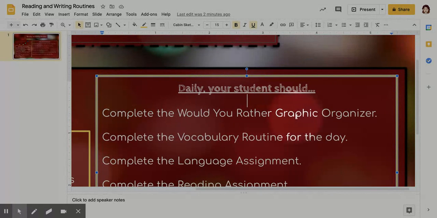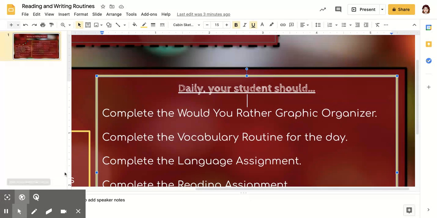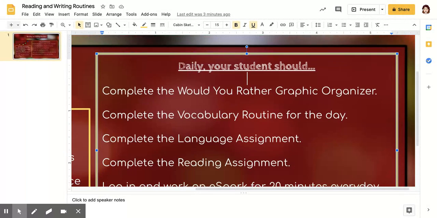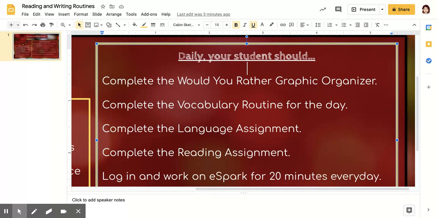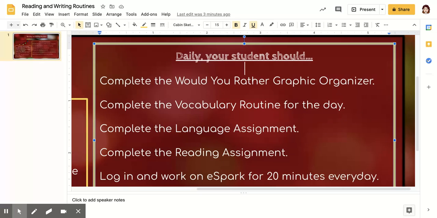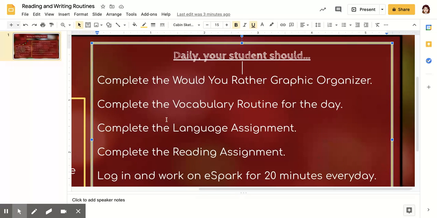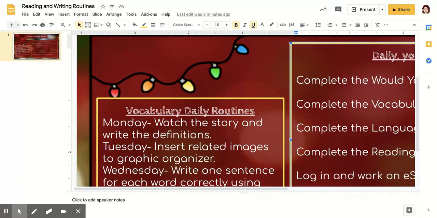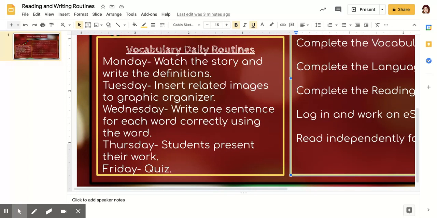The Would You Rather graphic organizer should be done during class, but I understand that some students have difficulty with connectivity, so I give them the opportunity to complete it after class as well. The vocabulary routine actually changes. It does change every day, but we've had the same routine for the past several weeks. In this slide, I've also included our vocabulary routine. This routine is the same every week.